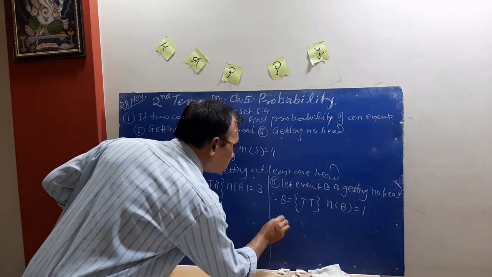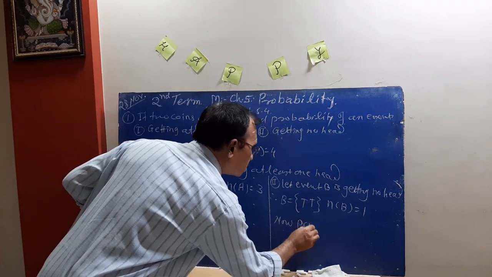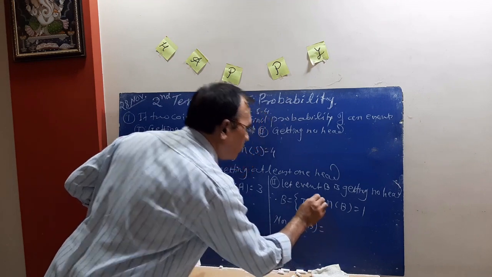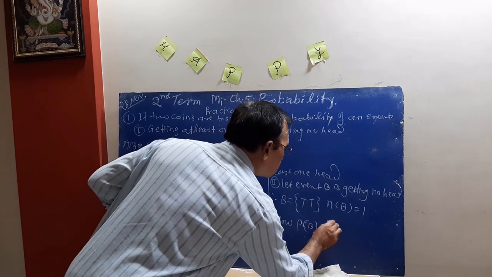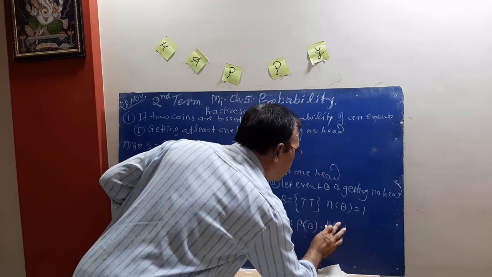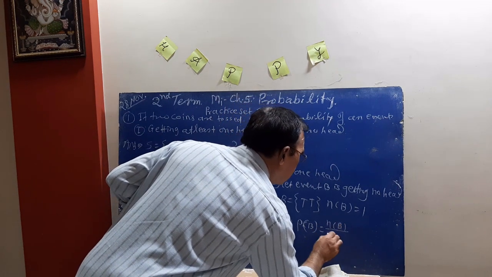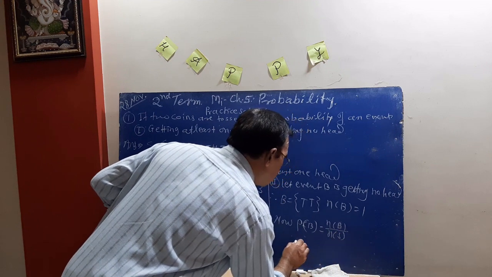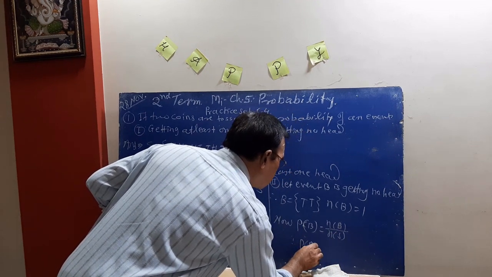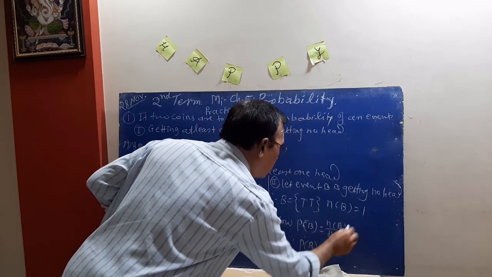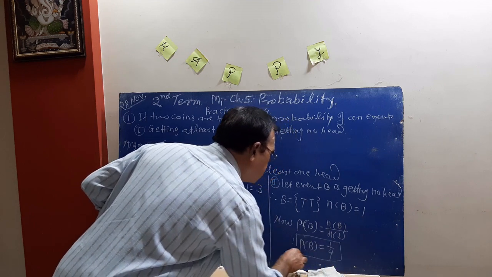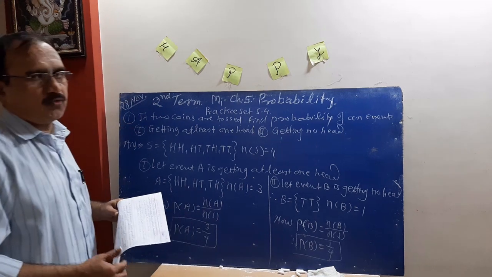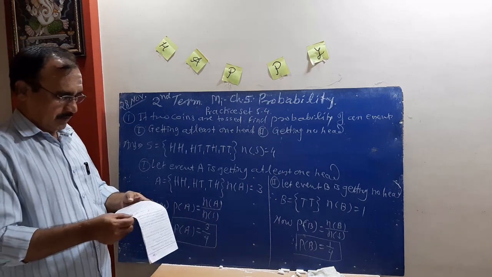You know, all these events are subsets of the sample space. And now P of B, the probability of event B, is equal to N of B divided by N of S, and therefore P of B is equal to 1 upon 4, which is the required probability of event B.